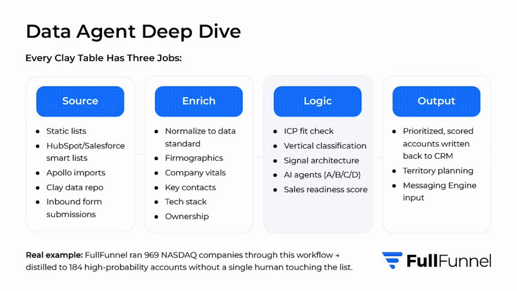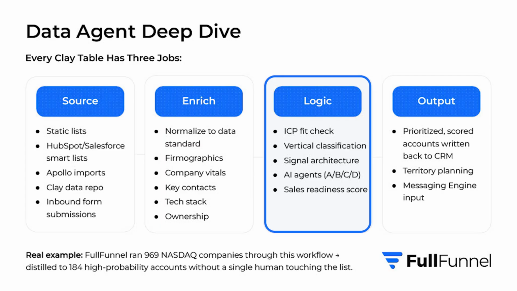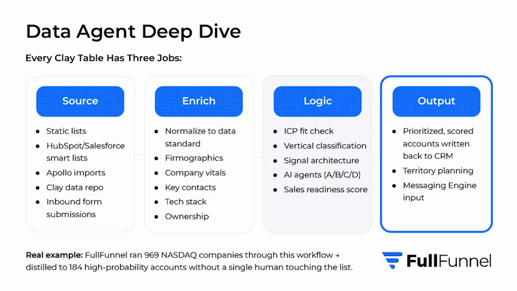The third and most important part of this is the logic. It's using agentic workflows inside of a table to make sure that these folks are ICP fits, that you're classifying them to a vertical, that you're doing signal architecture, using agents in a really thoughtful way to develop a sales readiness score. And then you want to output that back into the CRM in a way that allows the sales and marketing program to do something productive with it.